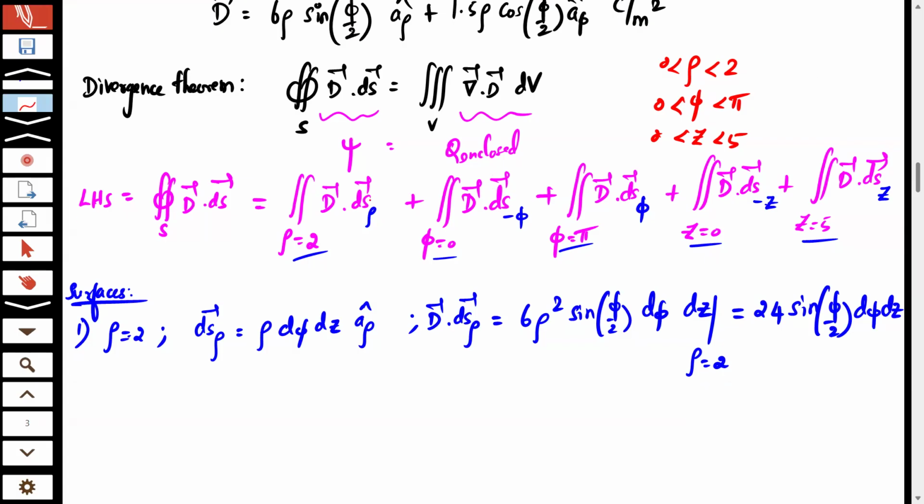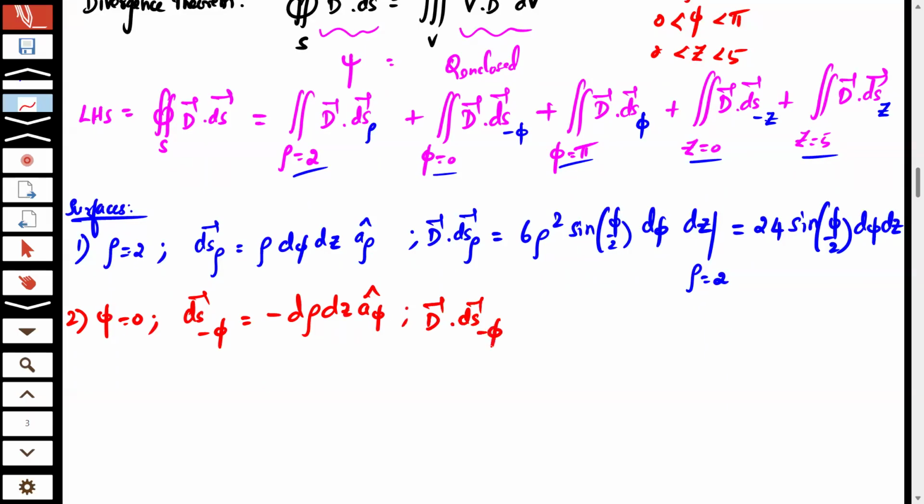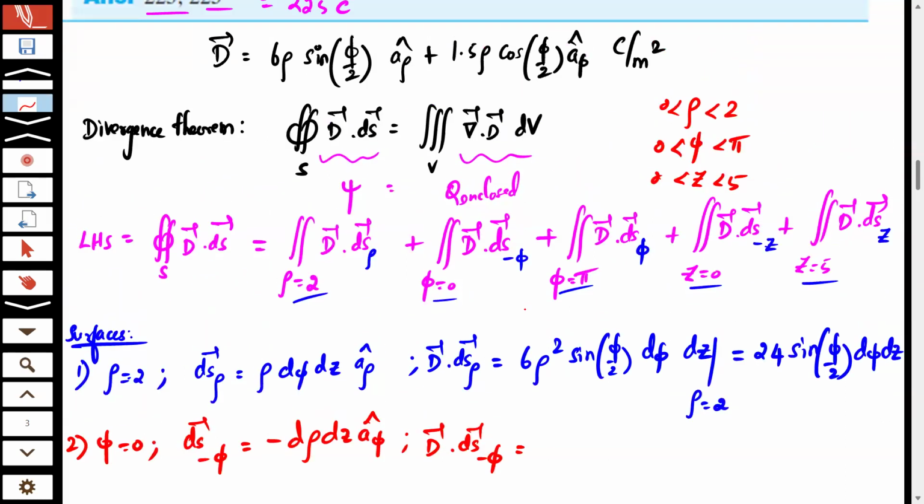Next surface we have to write is the phi equals 0 surface. The phi equals 0 surface will have dS vector in the negative phi direction. We can write the dS vector in the negative phi direction from the cylindrical system formula: minus d rho dz a_phi. For this, we need to write D vector dot dS vector. We should take the component of D vector in phi direction here.